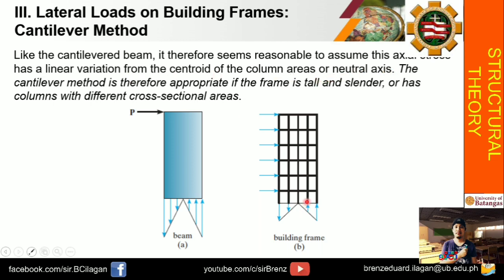With this, we need to find where the centroid of these columns is. So with that, we consider the cross-sectional area of each column. Okay? Do we get it so far? The cantilever method is therefore appropriate if the frame is tall and slender. So this cantilever method is applicable when we are talking about several stories, tall and slender, or has columns with different cross-sectional areas. So there, it was stated when you will use the cantilever method.